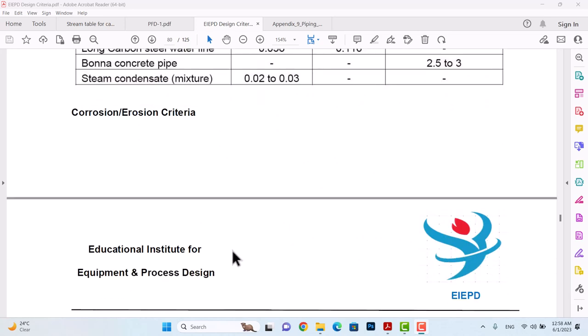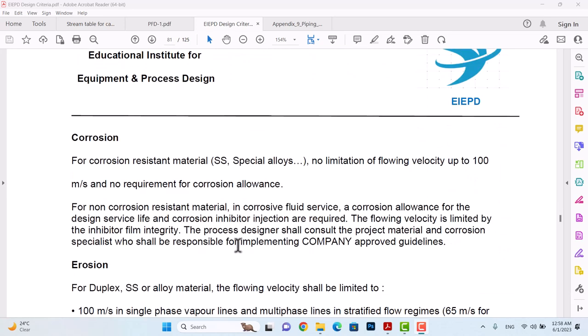Corrosion and erosion criteria. Corrosion: for corrosion resistant materials, there is no limitation of flowing velocity up to 100 meters per second and no requirement for corrosion allowance. For non-corrosion resistant material in corrosive fluid service, a corrosion allowance for the design service life and corrosion inhibitor injection are required. The flowing velocity is limited by the inhibitor film integrity. The process designer shall consult the project material and corrosion specialist, who shall be responsible for implementing company-approved guidelines.